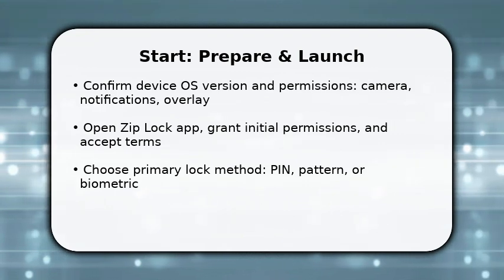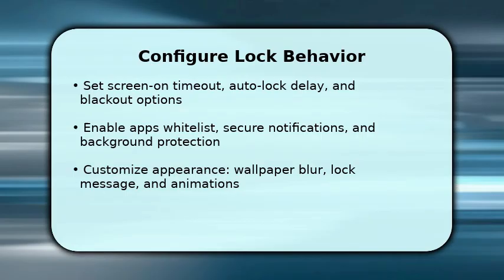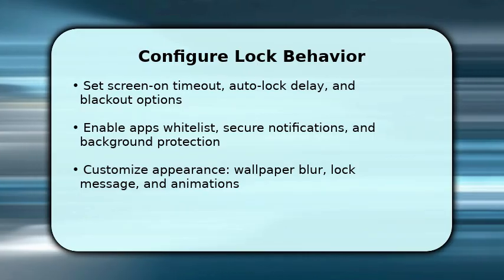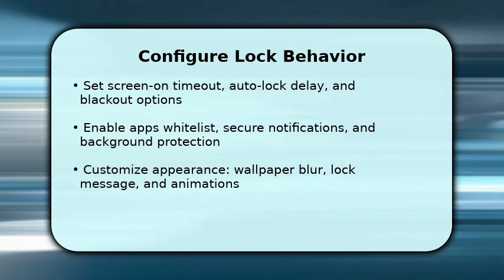Next, configure the lock behavior to match how you use your device. You'll set screen-on timeout and auto-lock delay so the lock triggers at the right moment. If you work with sensitive apps, enable blackout or full-screen concealment. Once you've done that, whitelist trusted apps and enable background protection to prevent tampering.